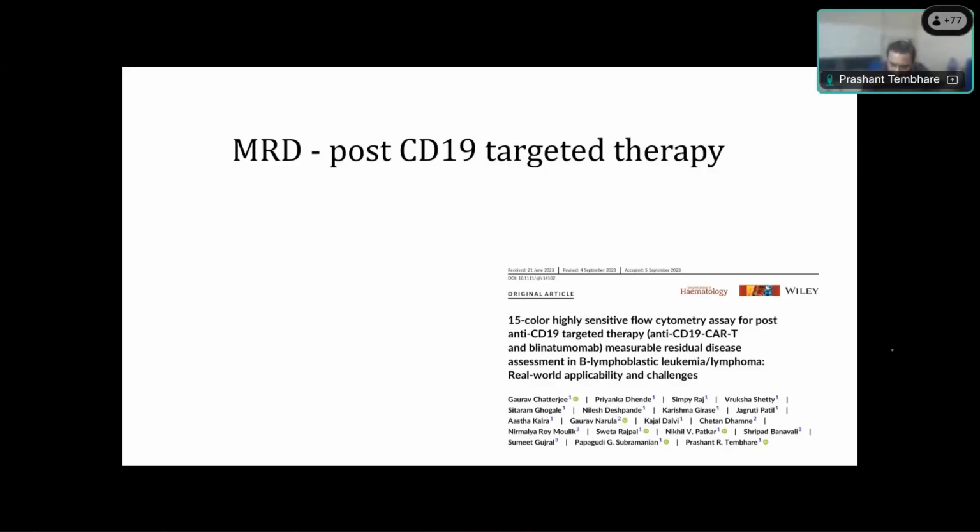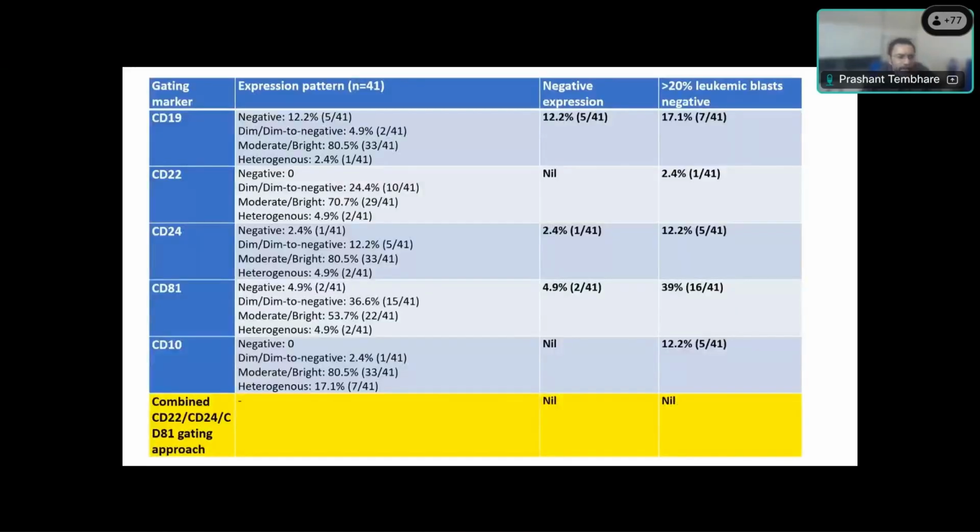But since CD19 is already removed or absent, you have to develop another gating system, another panel, called anti-CD19 therapy-based MRD assessment. For that, you have to use additional gating markers to identify B cells. The additional markers, in addition to CD19, are CD22, CD81, CD24, CD10, and also CD79a.